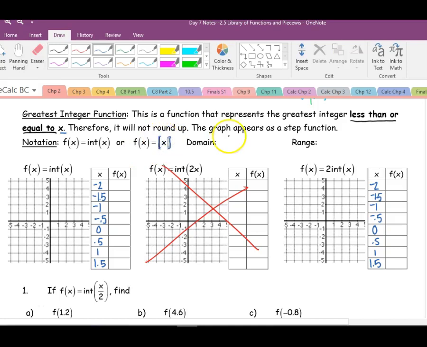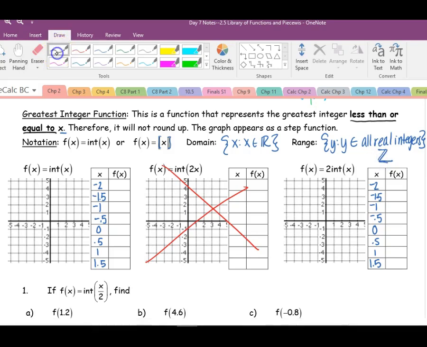Your domain is all real numbers. Okay, so you can use any x value you want. Your range is actually all y's that are the set of all integers. All integers, and there is actually a symbol for integers. It's like a Z, something like that. It doesn't get used very frequently.